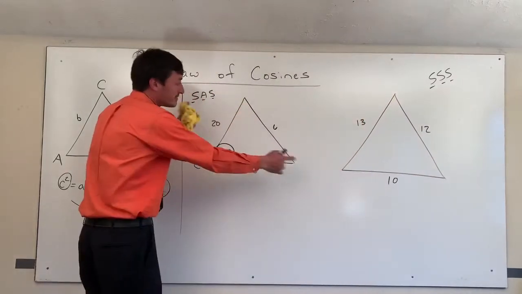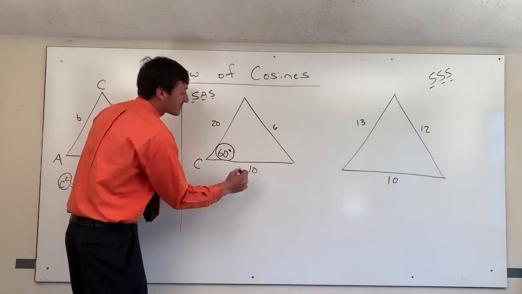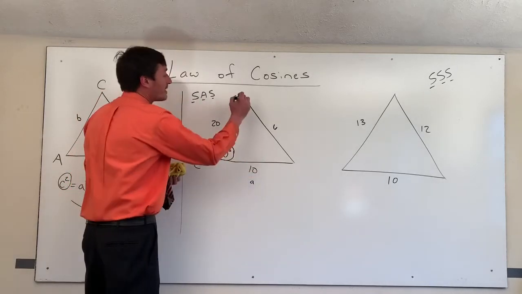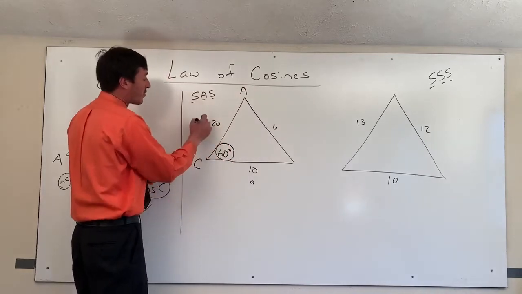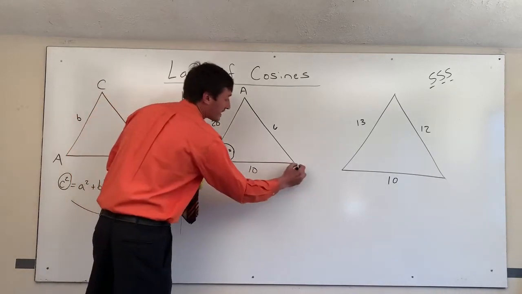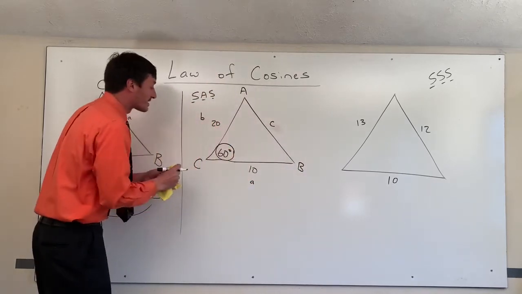And then you can name the 10 or the 20, A or B, it doesn't matter. But let's go ahead and call the 10 A and call its opposite angle A. Call the 20 B, and call its opposite angle capital B. Let me fix that. And let's go ahead and set up the formula. So what do we know?